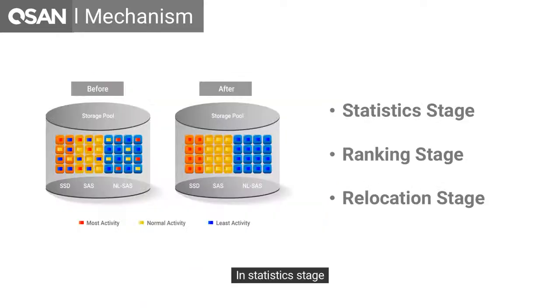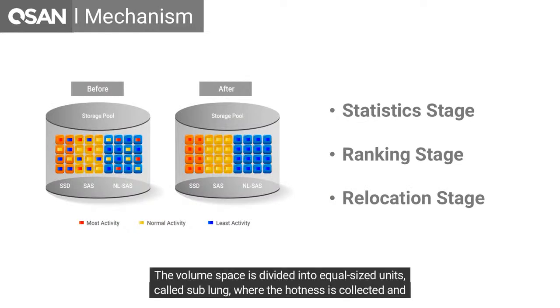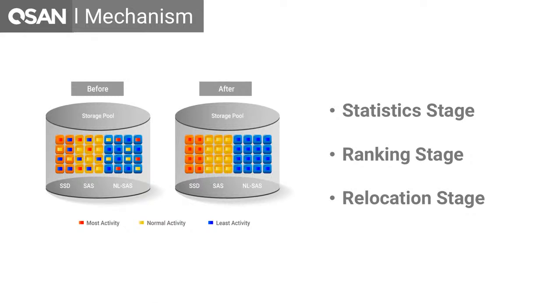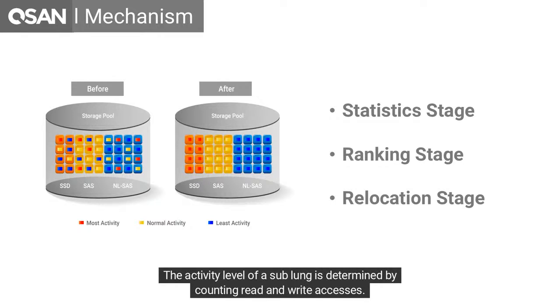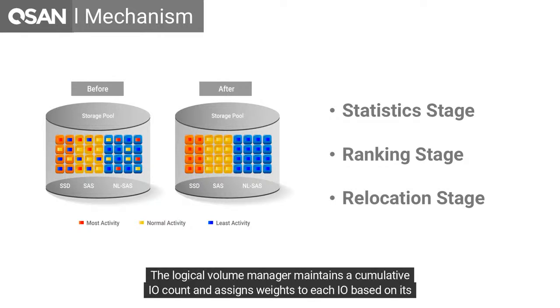In statistic stage, the volume space is divided into equal size units called sublong, where the hotness is collected and analyzed hourly. The activity level of a sublong is determined by counting read and write accesses. The logical volume manager maintains a cumulative I/O count and assigns weights to each I/O based on its recency.